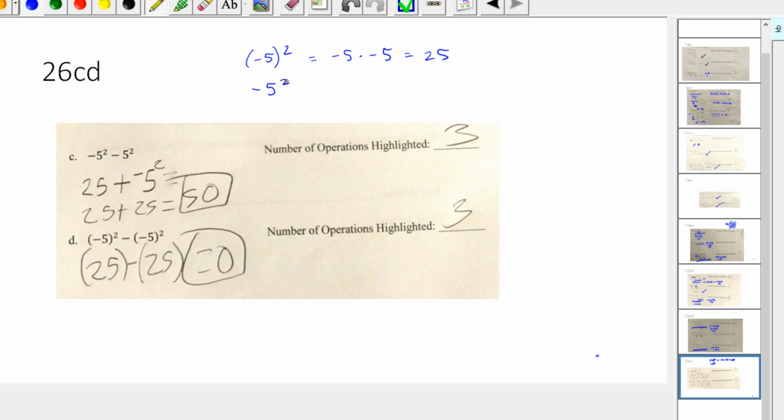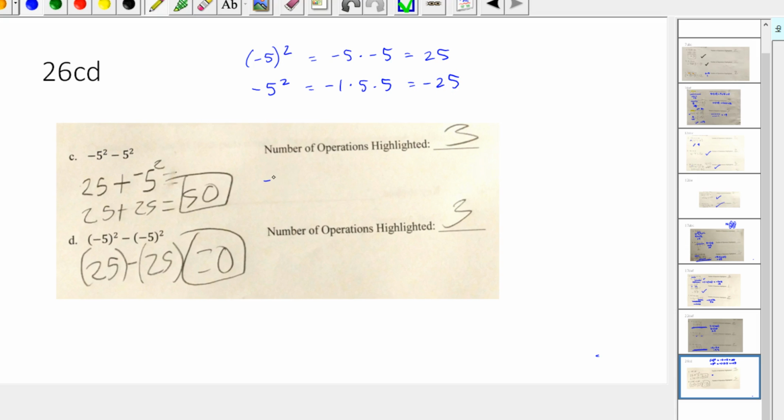If the negative 5 is not in parentheses, this actually means, you could think of this as take the opposite, or negative 1 times 5 times 5, 2 factors of 5. So we're not squaring the negative. So here we were squaring the negative, so we have 2 negative signs. Here we're just squaring the 5, and the negative or opposite stays on the outside. So this is negative 25.